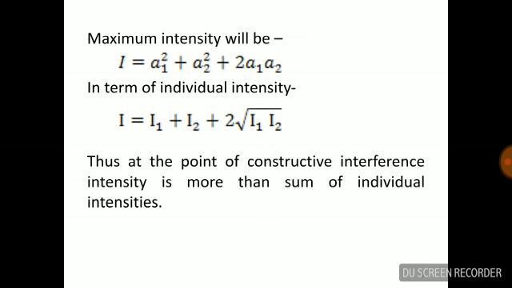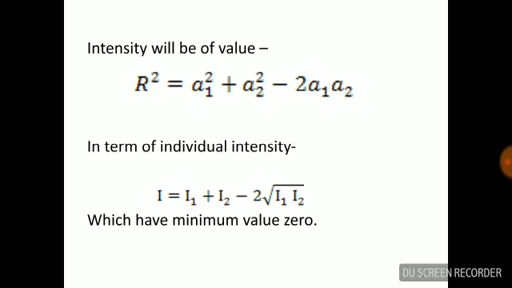The intensity will be maximum for cos delta equal to plus 1, and hence I equal to a1 square plus a2 square plus twice a1 a2. In terms of individual intensities, the expression can be given as I equal to I1 plus I2 plus twice root I1 I2. Thus, at a point of constructive interference, the intensity is more than the sum of individual intensities.